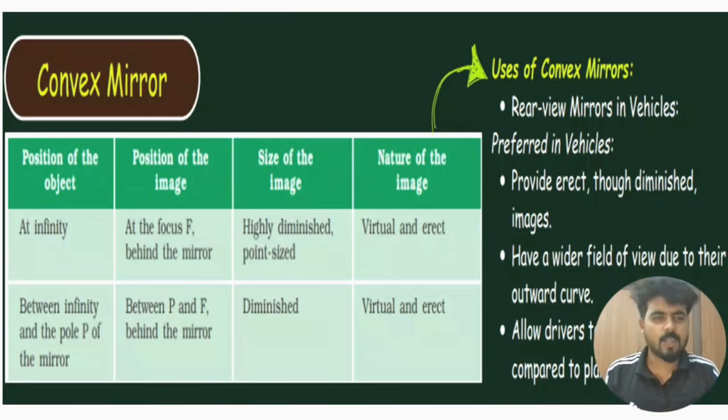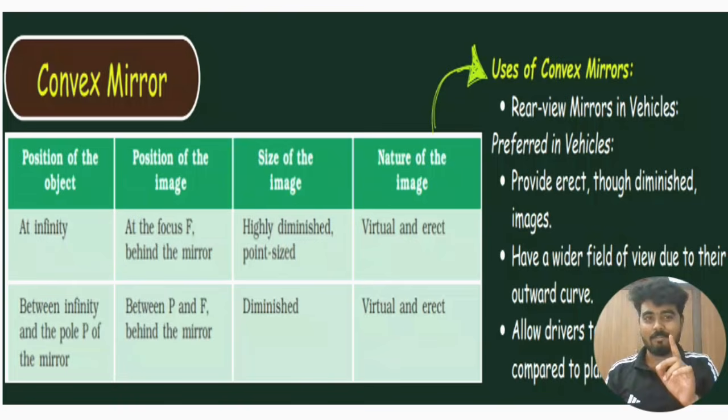What are the uses of convex mirror? We are using it as rear view mirrors in vehicles. Why? The main reason is it gives a wider field of view. Please remember this point because it is very important for the board examinations. Now, the nature of the image formed by a convex mirror is always virtual and erect.